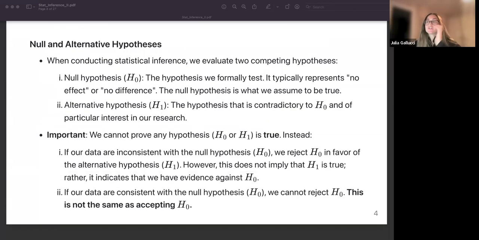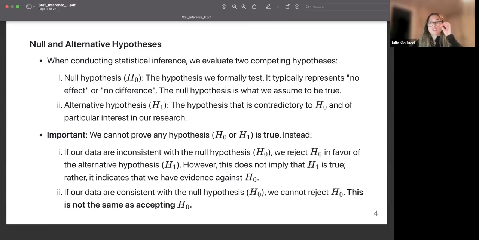When conducting statistical inference, we're comparing two competing hypotheses to guide our decision making. The first one is called the null hypothesis, or H0, as shown here. This represents the default or baseline assumption, so it often represents no effect, no difference, no relationship. For example, suppose we want to test if the size of a house in Sacramento affects sale price. Our null hypothesis in this scenario would be that there is no relationship between house size and sale price. In other words, the size of the house does not influence the price of the house.